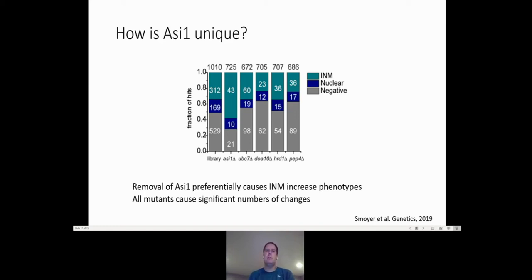So I'm not going to go into incredible detail on these results, but I wanted to talk about just general trends that we saw. One of the general trends was that this ASI1 protein deletion results in a much larger proportion of proteins increasing at the internuclear membrane compared to some of these other categories. What's interesting, though, and that makes sense with its role as an INMAD component, is that all of these components affect the localization of significant numbers of proteins. But in addition, there are many proteins at the internuclear membrane that are not affected by any of these pathways.